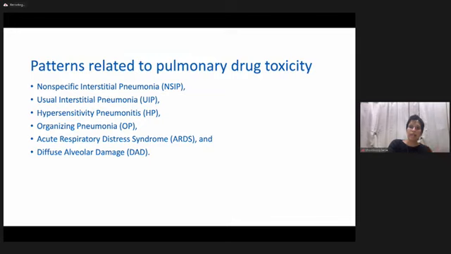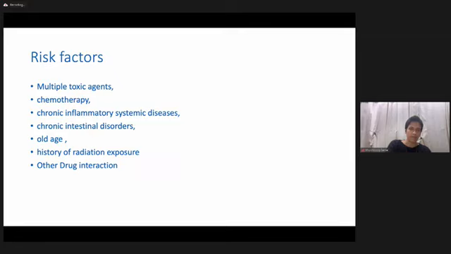The most common patterns of pulmonary drug toxicity that we see with drug-induced ILDs: you either see an end-stage UIP pattern, HP pattern, organizing pneumonia pattern, and rarely if there is an acute drug toxicity, ARDS and diffuse alveolar damage. There are a few risk factors which predispose certain patients more to a DILD versus another.